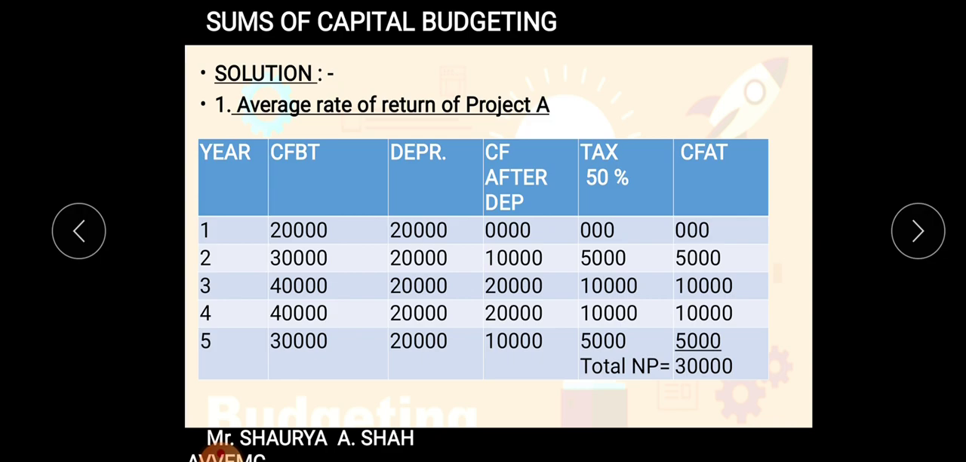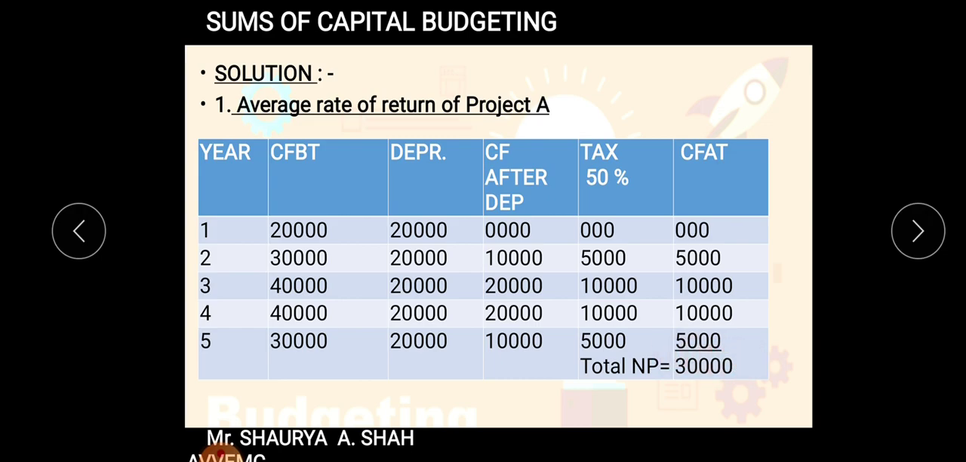Fine. So what you need to do is, for ARR, remember the same procedure is to be followed for project B also, right? So what we'll do is, you have calculated your cash flow before tax, depreciation, cash flow after depreciation, tax rate, and cash flow after taxation. Is it clear? Fine. Now do the total of your net profit after tax also, students. So here I have done the total, and I have got the amount of 30,000 rupees.